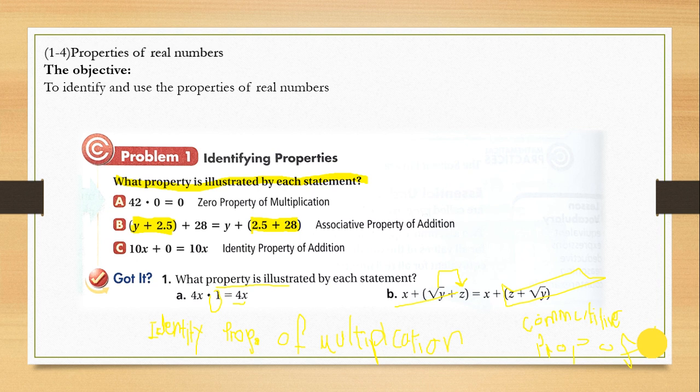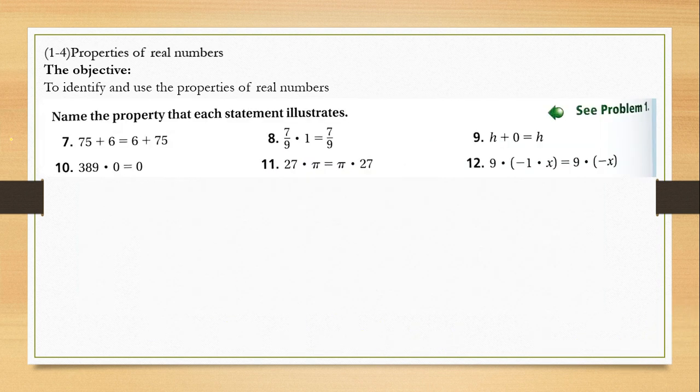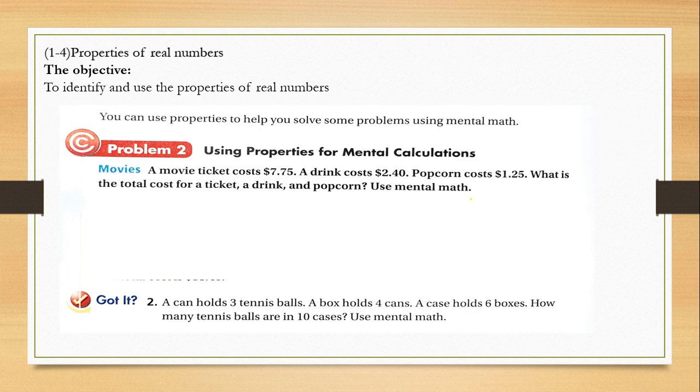Of addition. Now we have here more exercises. We can just say them. That's commutative property of addition. That's zero property of multiplication. That's identity property of multiplication. That's commutative property of multiplication. That's the identity property of addition, while here, for this part, we have the -1 property of multiplication, and that's it. Now let's move to the next part.